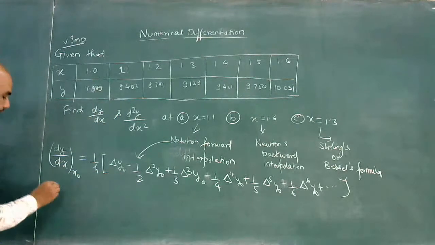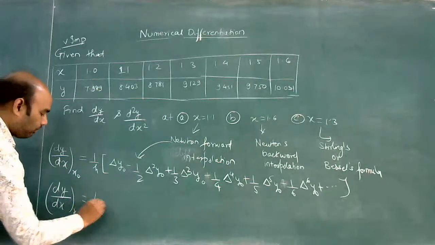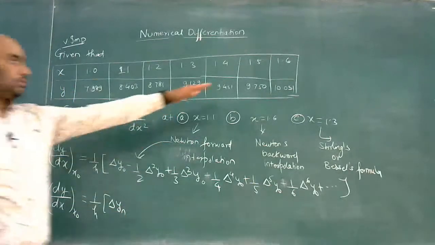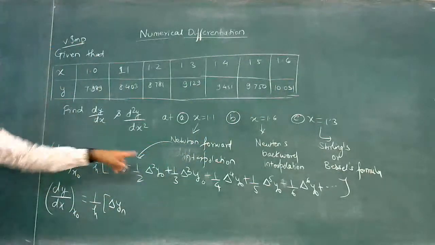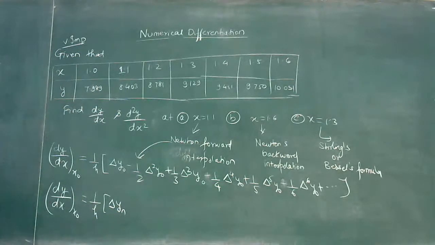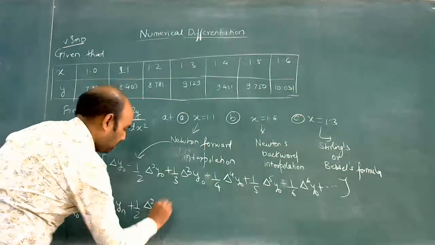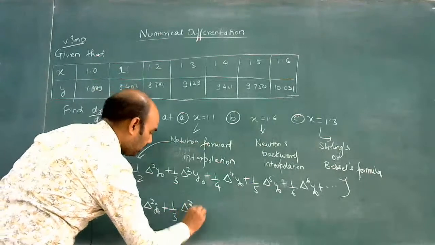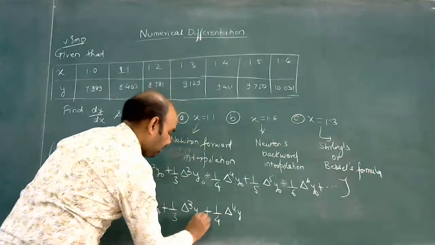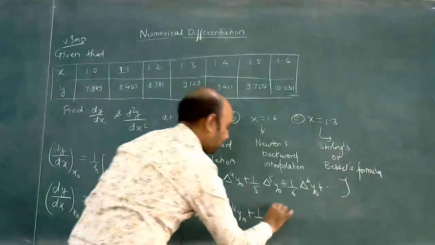And at the end of the table we go with the backward formula, 1 upon h. So for the beginning this will be y naught, and for the end of the table this will be yn. And all are 1 upon 2 del square y naught plus 1 upon 3 del cube y naught plus 1 upon 4 del to the power 4, plus 1 upon 5 del to the power 5.